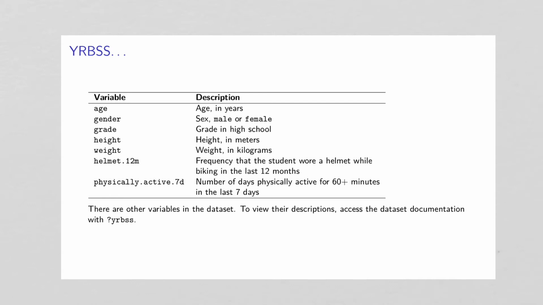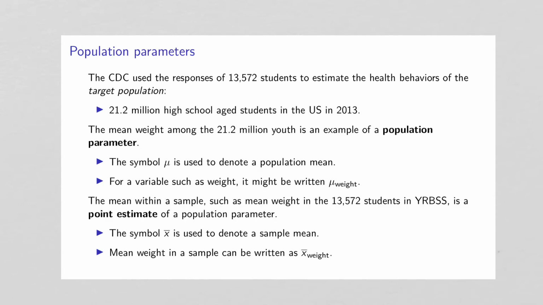And so you have here the description of the variables. For the population parameter, the CDC uses the responses of the students to estimate the health behaviors of the target population. The target population in this case for the 2013 survey is 21.2 million high school students. So here our population is 21.2 million and our sample is 13,572, right? And then we're going to make inferences about the population based on this sample.